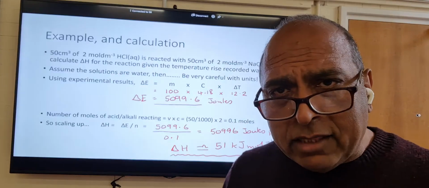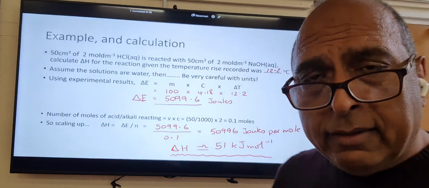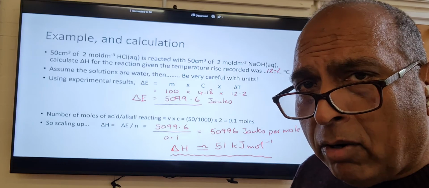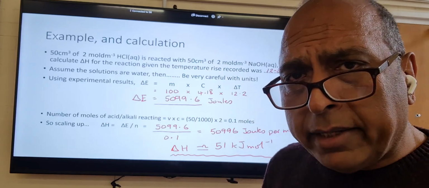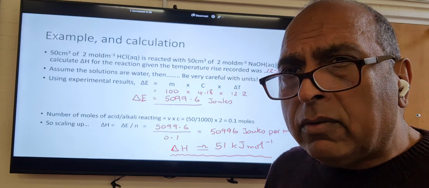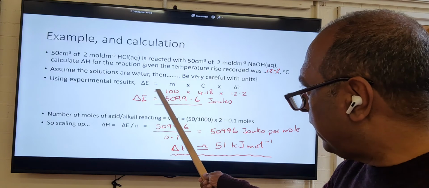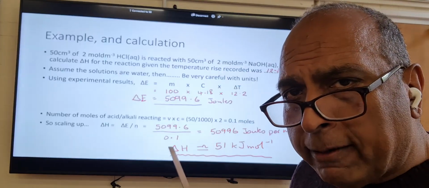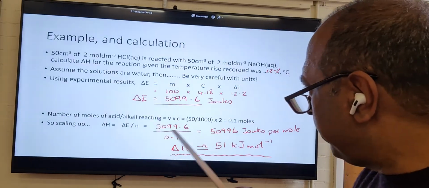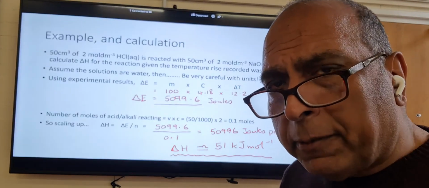So we had 1/10 of a mole of acid, 1/10 of a mole of alkali, and together they would make 1/10 of a mole of water and sodium chloride. So how do we scale up? Well, we scale up by taking that answer, delta E, dividing by 0.1, and that multiplies everything by 10. Dividing by 0.1 is the same as multiplying by 10.